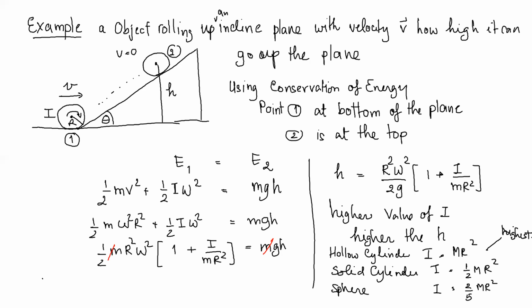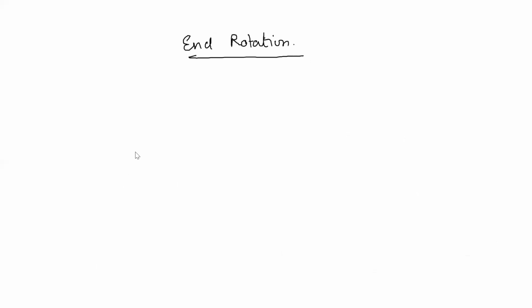So for a hollow cylinder, it is mR squared. For a solid cylinder, it's 1/2 mR squared. And the sphere is 2/5 mR squared. And we will see that the largest one is the hollow cylinder. That means the hollow cylinder will go highest at this point.